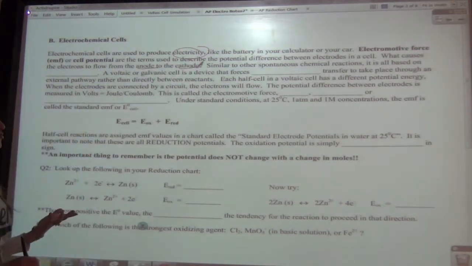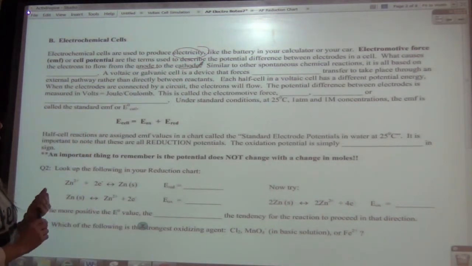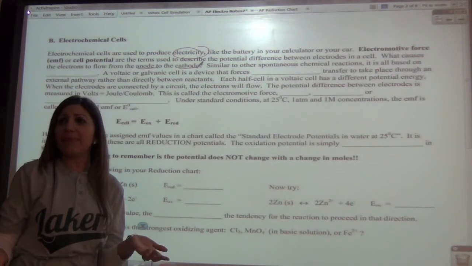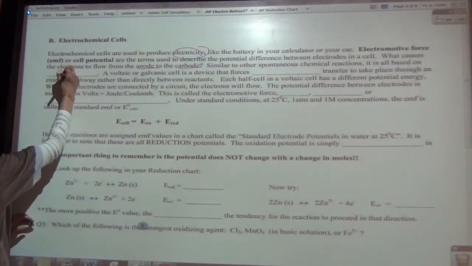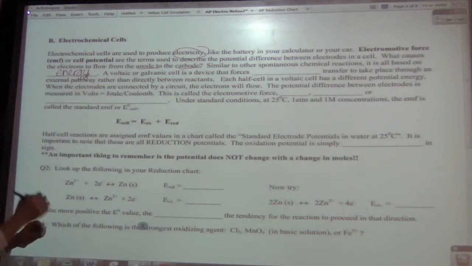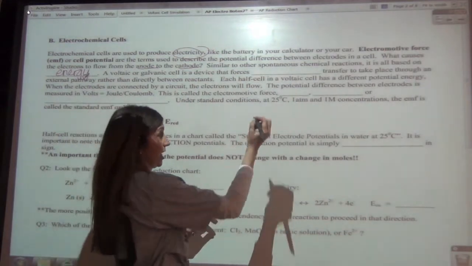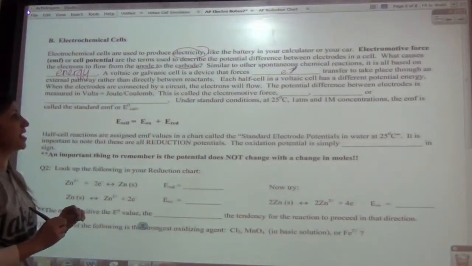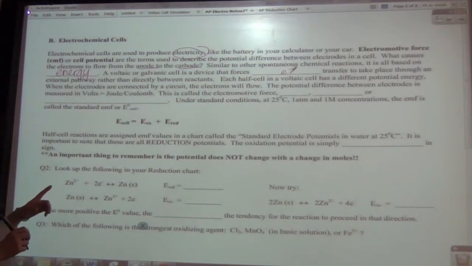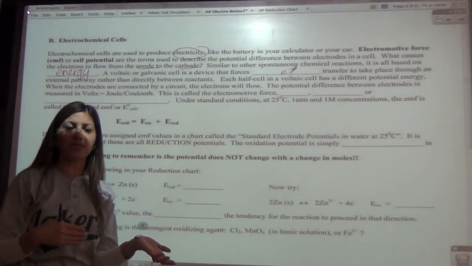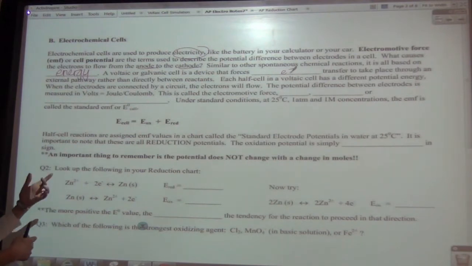How is it that the electrons flow? Similar to other spontaneous chemical reactions, it's all based on, what do you think it's based on? Starts with an E. It's all based on energy. That's it. A voltaic or a galvanic cell is a device that forces what transfer? What's moving again? Electron. Perfect. Electron transfer to take place through an external pathway rather than directly between reactants. So I'm going to show you how the cell works. We'll do a simulation. There's a really cool demo that we're going to use.